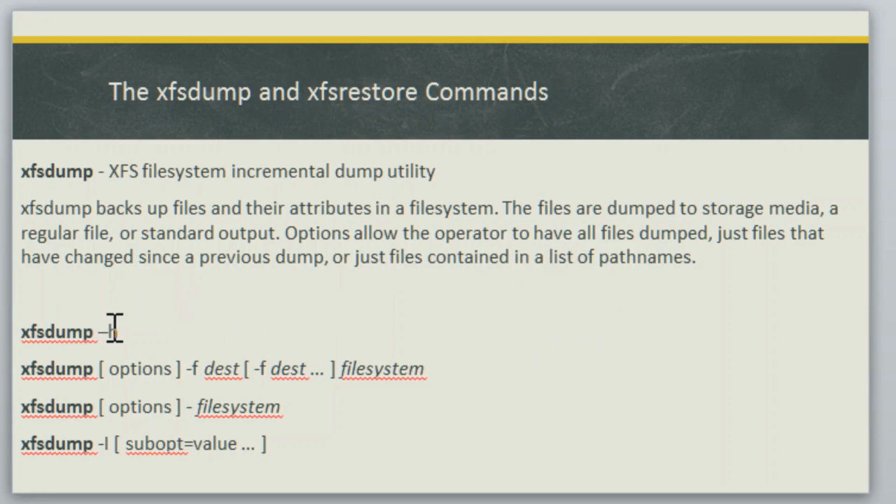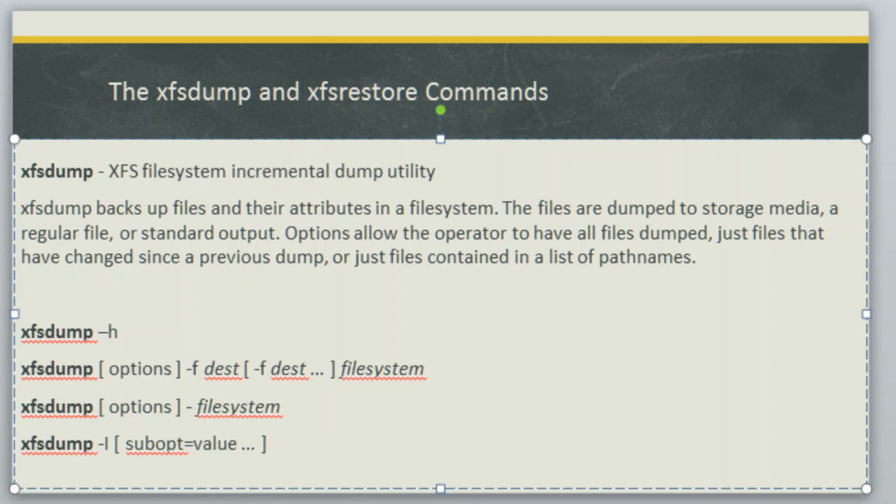Okay. So the first one we have here, guys, xfsdump -h is just the same as --help. It's just going to show you a help screen. We also have xfsdump with some options and -f for a destination, meaning where we're going to put our backups. We also have xfsdump with some options and then the file system, so we're telling it what file system to back up. And we also have a value we can supply to it, which we're going to talk about in a little bit. But this tells it what kind of backup to do.